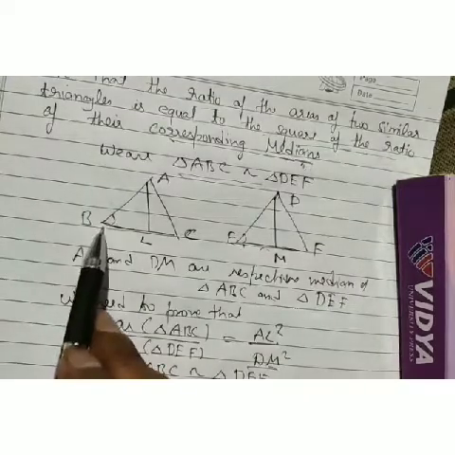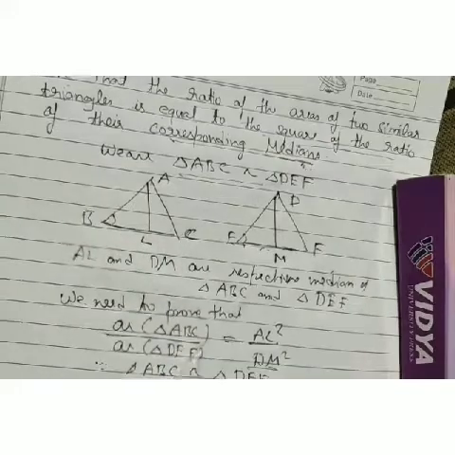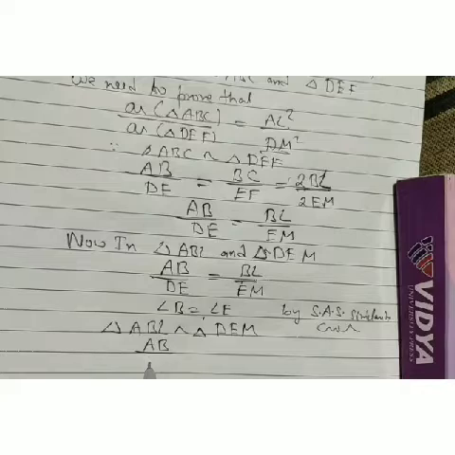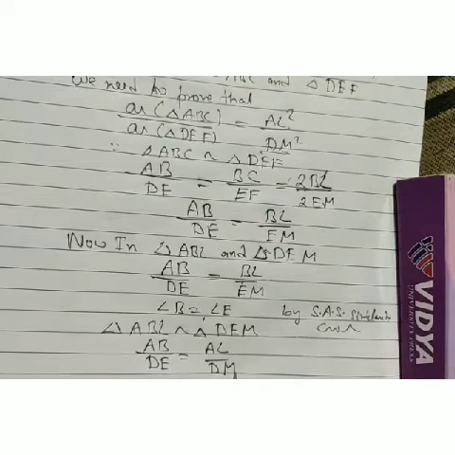We have proved that these triangles are similar, so we can take the ratios. AB is to DE is equal to AL is to DM.